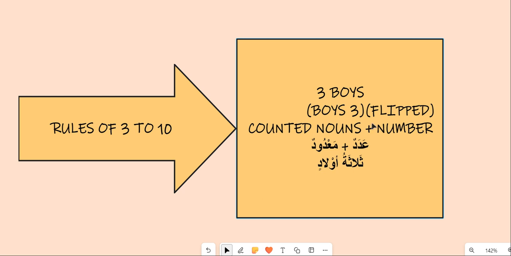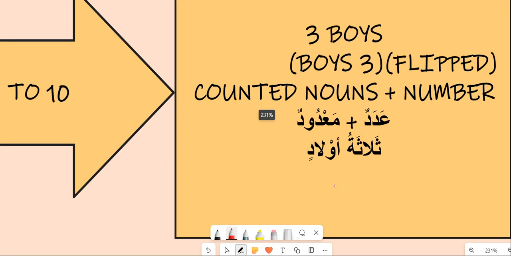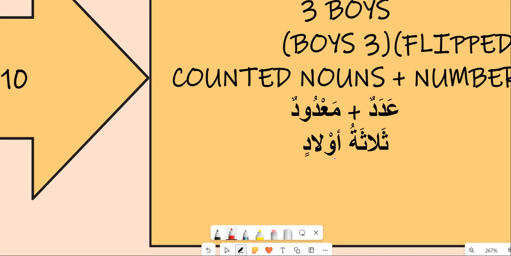So we have 3 boys. So you will write the number first and then the counted noun. And the counted noun now will be in plural and it will be mudaf ilahi. So can you see the structure here? I will talk about the gender afterwards, but can you see the structure here of thalathatu awladin? Can you see the structure? And what are the rules of mudaf ilahi?